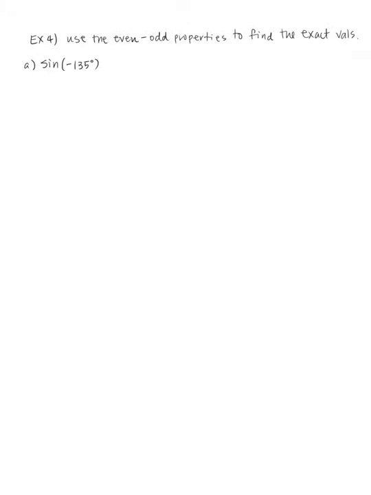Okay, example time. Example 4: use the even and odd properties to find the exact values. So let's do a couple of examples. Let's look at sine of negative 135 degrees. Since sine is an odd function, the first step is to pull out that negative. So sine of negative 135 is the same thing as negative sine of positive 135 degrees.